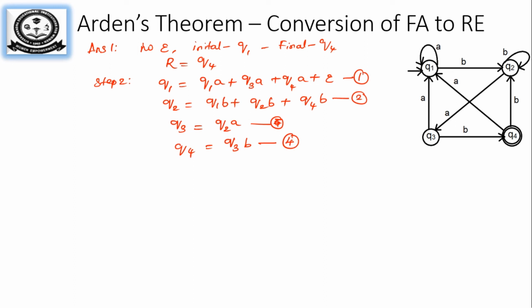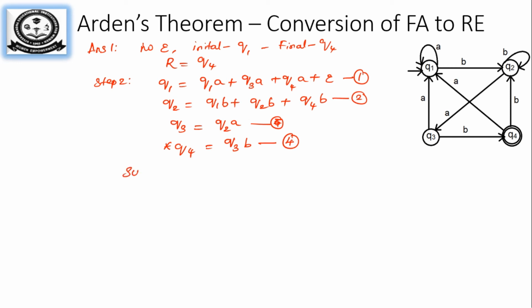Now you can see all the equations are interlinked. So I need to find Q4. Q4 is dependent on Q3. Q3 is dependent on Q2. Q2 is dependent on all the expressions 1, 2, and 4. And if you take 1, it is 1, 3, and 4. So first what you'll do is we'll try to find the equation for Q4.